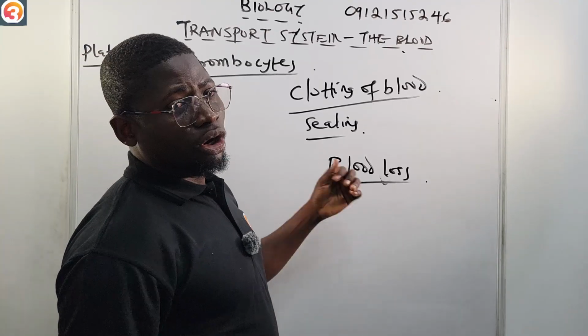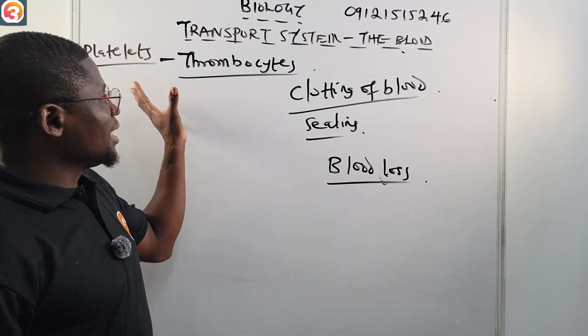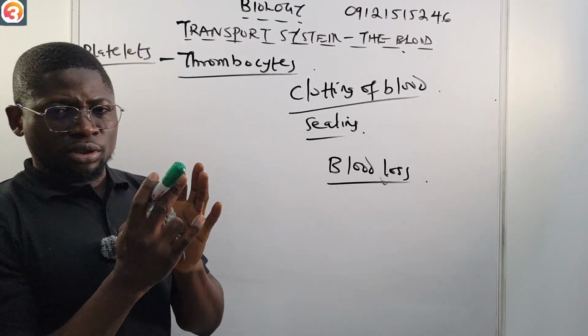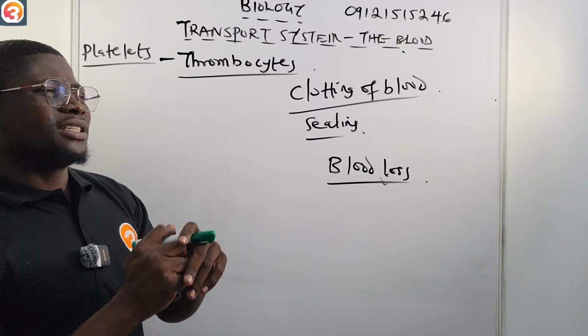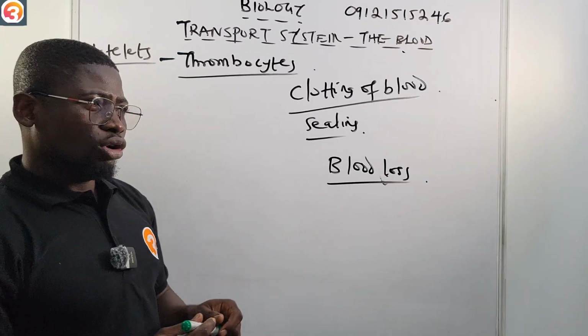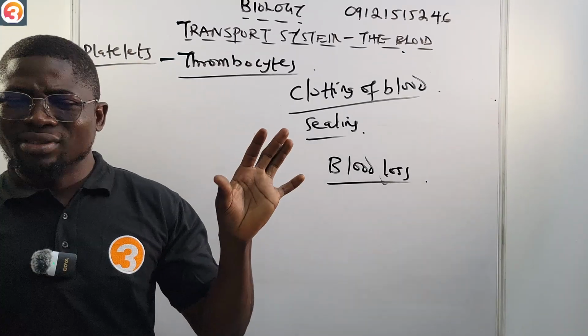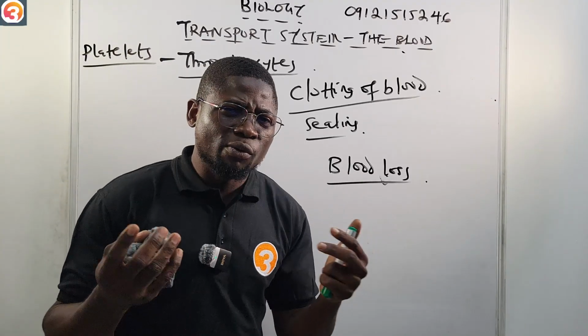So the function of the platelets is to clot the blood, to seal that wound, so that the person does not experience blood loss. They are also called thrombocytes. But how do they do this?